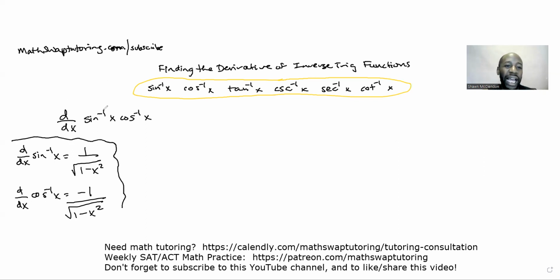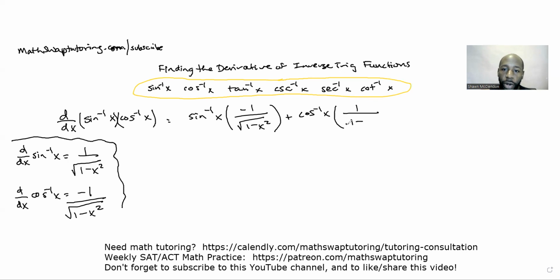So to apply that to this particular problem, remember, this is 2 functions being multiplied times each other. So we're going to use the product rule, which is the first times the derivative of the second plus the second times the derivative of the first. So that's going to be the first function times the derivative of the second, which is negative 1 over the square root of 1 minus x squared, plus the second function times the derivative of the first function, 1 over the square root of 1 minus x squared. Got to be careful, keep all that stuff in there.